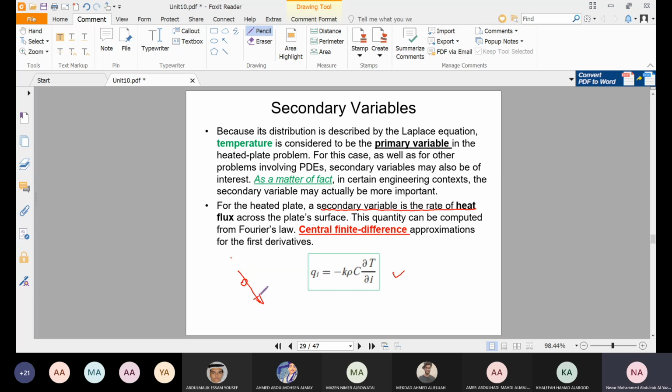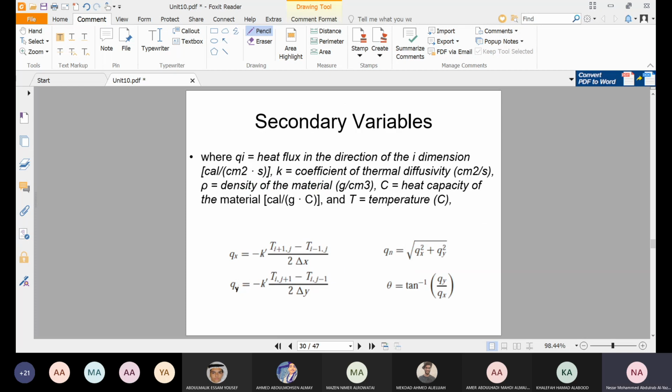So this is a vector, so we have the value at x and we have the value at y. After that, we need to determine the value of this flux. Otherwise, the heat transfers in this direction or that direction. So we want to know the direction of this flux of the heat. So this is the equation of the heat flux, and the direction is given by theta, and Qn is equal to the square root of Qx squared plus Qy squared.